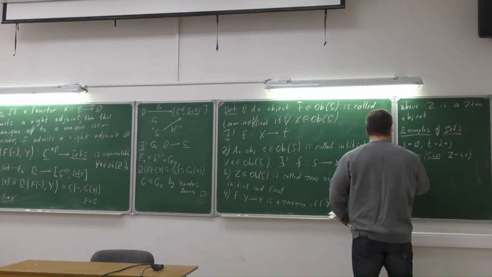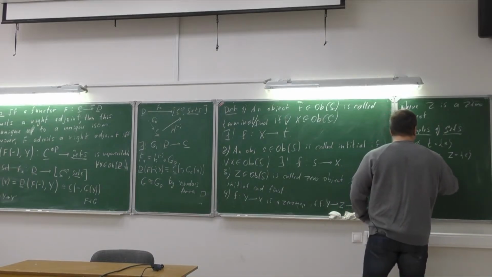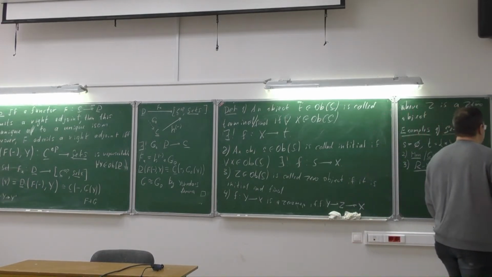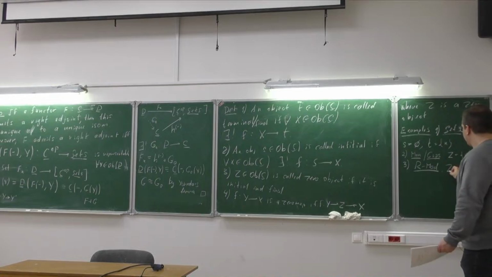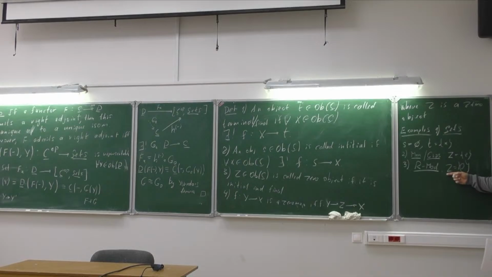Well, maybe let's look at the algebraic example. Let's take left R-modules. What are the initial and final objects? Yep, the same. We have a zero object, which is just the zero module, which at least tells you that for modules this is a reasonable notion. That's what you expect to be a zero object, right?